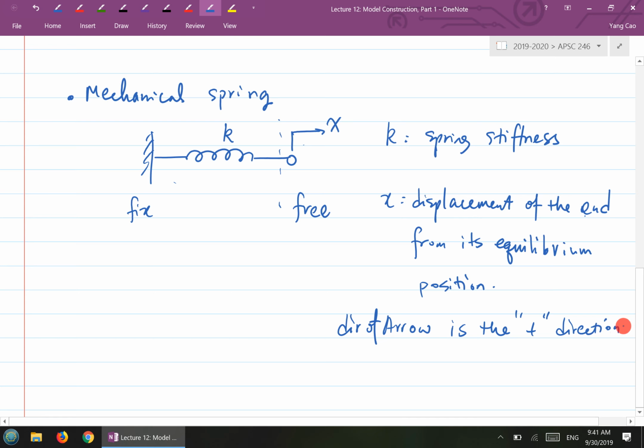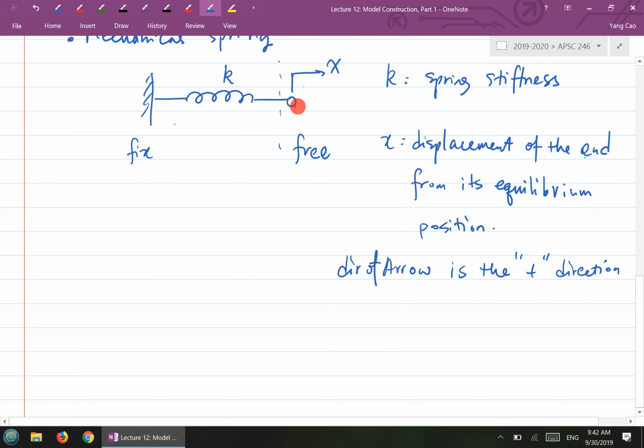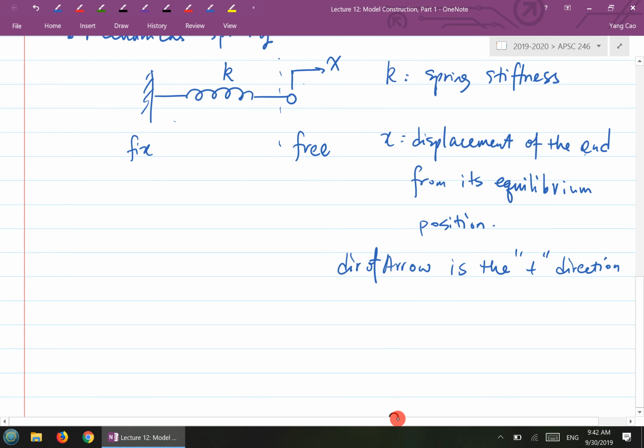Remember now, you have two different references. One is that you define the variable in reference to an equilibrium location. And you also define a positive direction, which is another reference for this variable x. And now we apply our physical component equation. For a spring, you basically use Hooke's law.